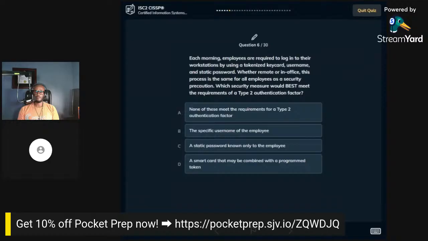I believe it's D. It's something you have, so a smart card may be combined with the program token. It's a tokenized key card, username, and static password. I believe CAC cards are like that, where you have a tokenized key card, and you have to use your username, and it automatically goes to your identification, which is username and the static password that you have.